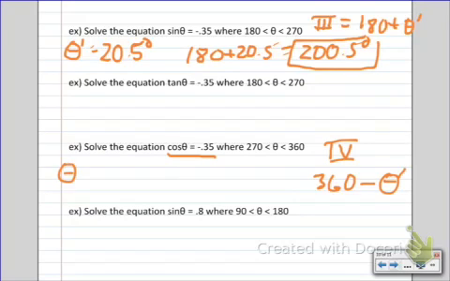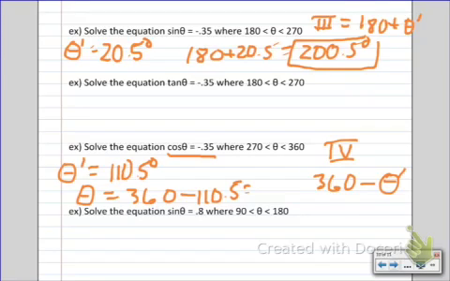Alright, so first thing I do, find the reference angle. Put in negative 0.35, second cosine this time, I get 110.5 degrees. So my reference angle is 110.5. To find theta, my actual angle, I take 360 minus 110.5, and I get 249.5. Oops, 249.5 degrees. And that's my answer. Okay, go ahead and see if you can do the other two.